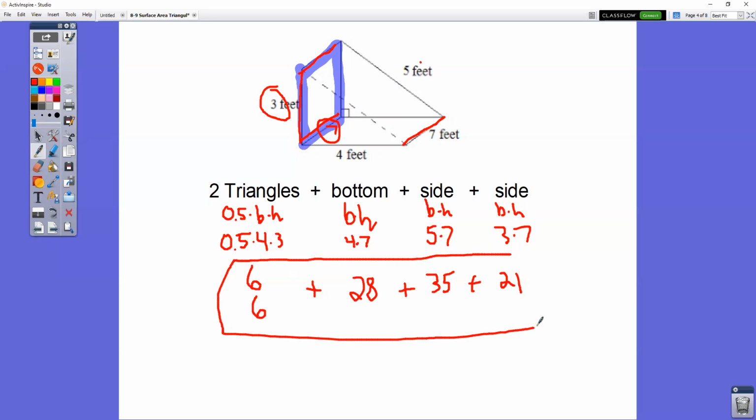Take and add together all 5 of those areas. When you add together all 5, you get a total surface area of 96.